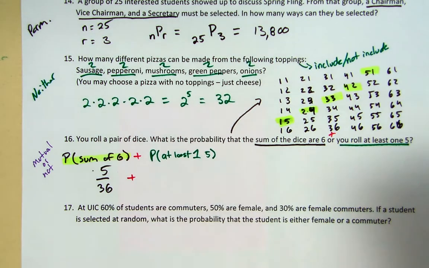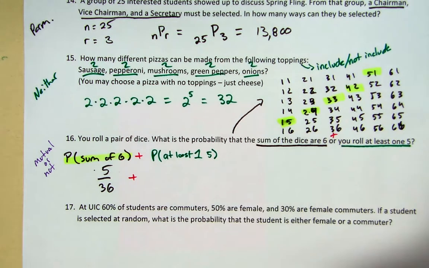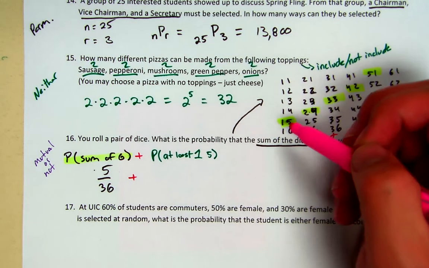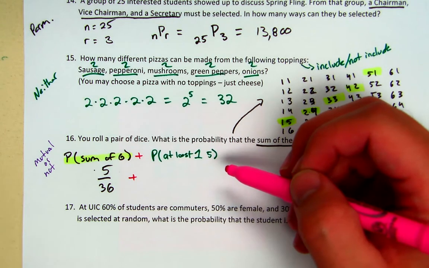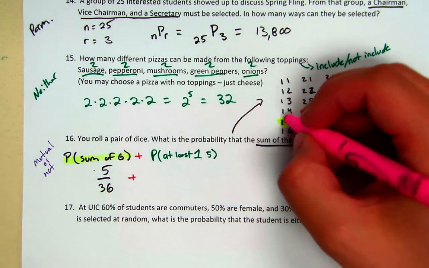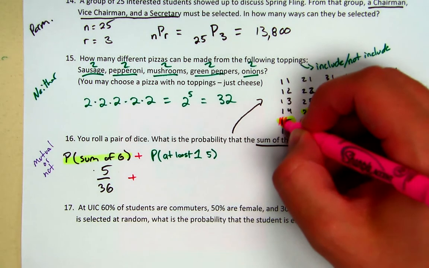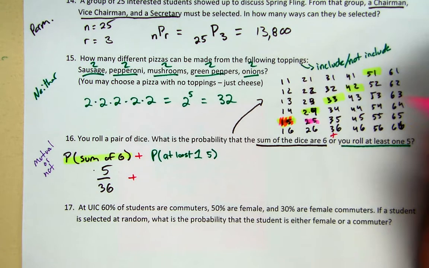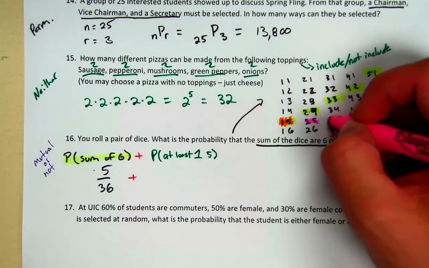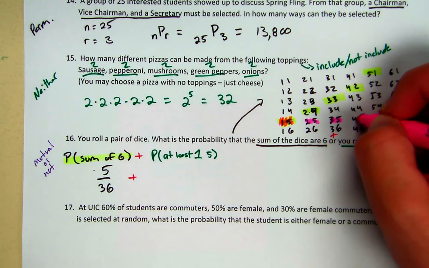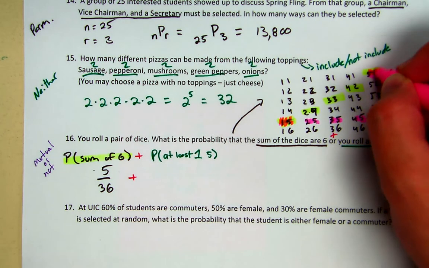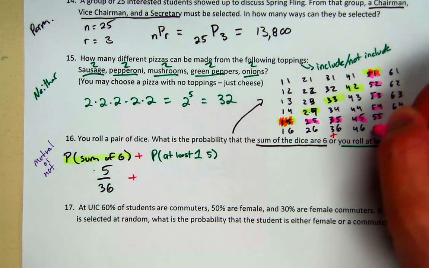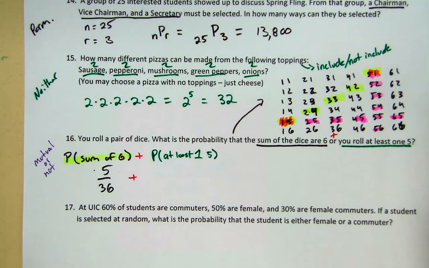Add on at least one 5. So here's where, if you use two different colors, you can find overlap. At least one 5. Well, there's a 5 in here. Notice that overlapped. Where else? There's a 5 here, a 5 here, and a 5 there. There's another overlap. We got a 5, a 5, a 5, a 5, a 5, and a 5 here.